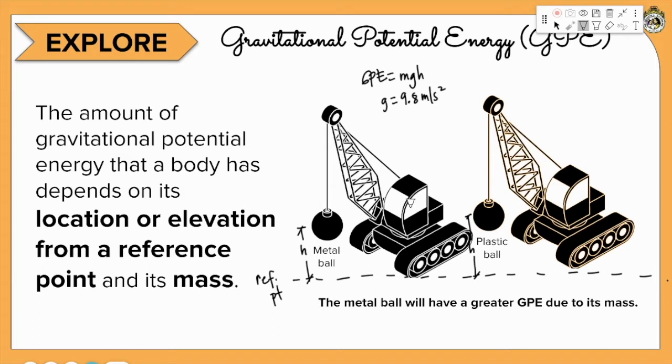So anything that's hanging from a certain height, let's say two objects hanging from the same height, if one has a greater mass, then that object will have the greater potential energy. Okay? Because gravitational potential energy does not just depend on the height, it also depends on the mass of the object.